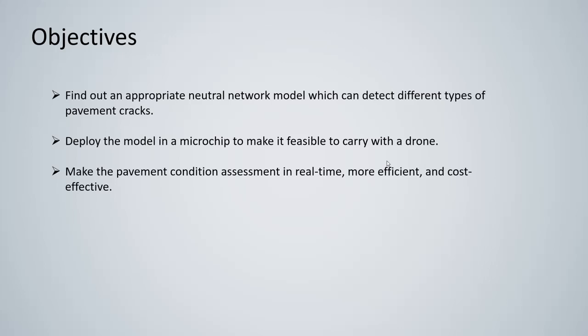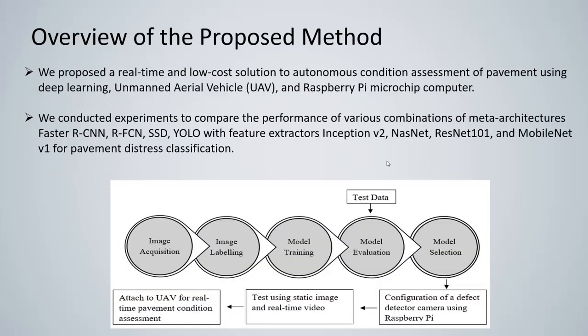The objectives of this study are to find an appropriate neural network model which can detect different types of pavement cracks, deploy the model in a microchip to make it feasible to carry with a drone, and make the pavement condition assessment in real time more efficient and cost effective.